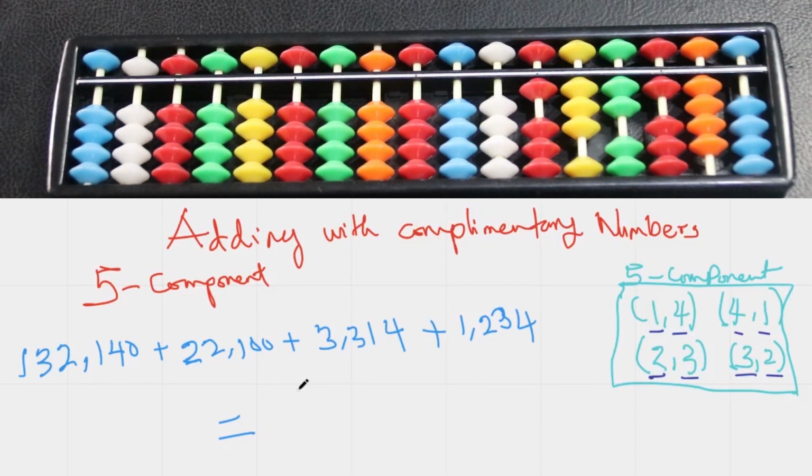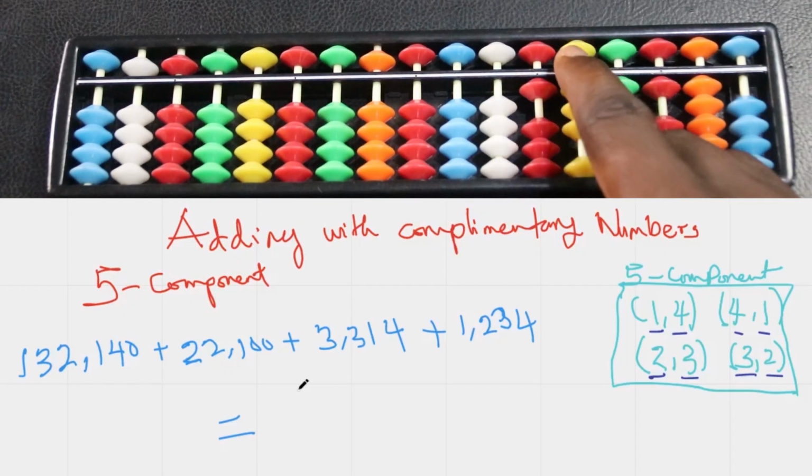Plus 2210. Remember, these are 5-digit numbers. So you're going to start this time around from the yellow rod. 22100. So I want to add 2 here, but I don't have 2 to add. So I will say, what's the 5 component of 2? That's 3. I remove the 3.